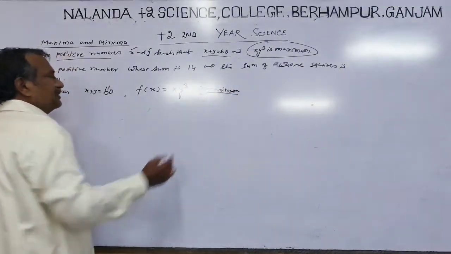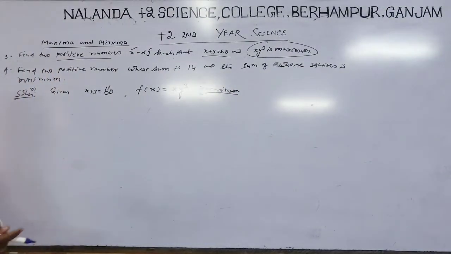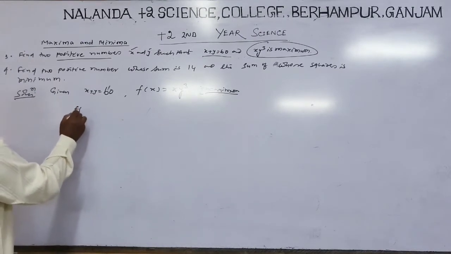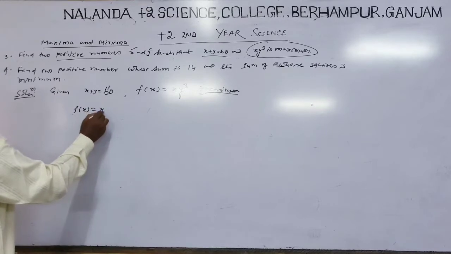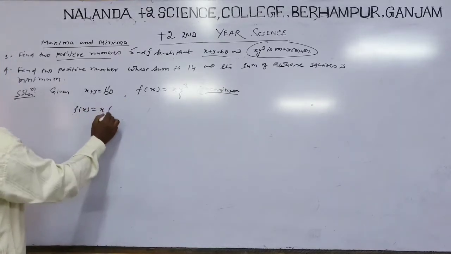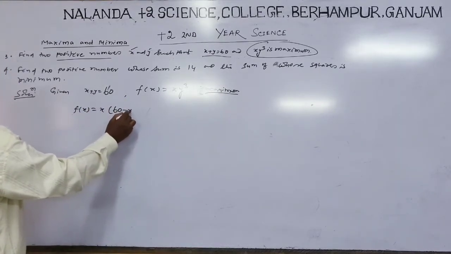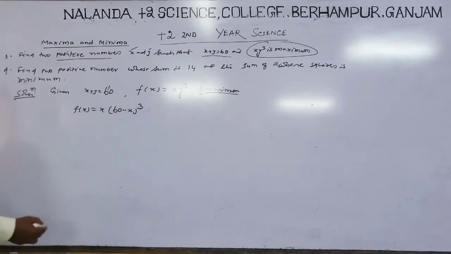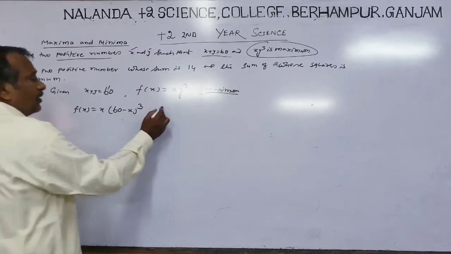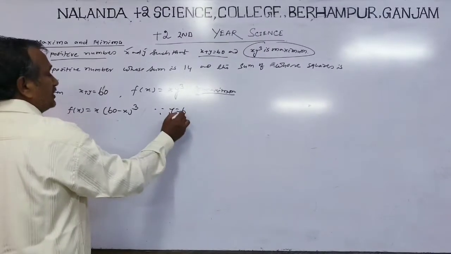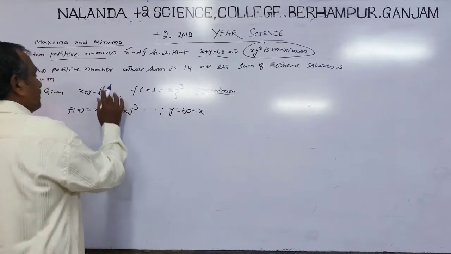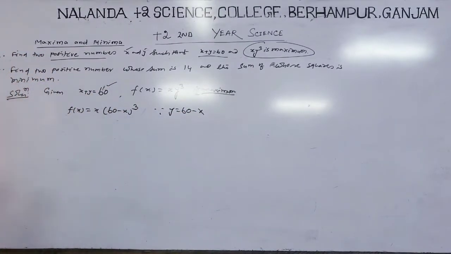Maximum means f dash x is 0. First find f dash x. Or we can write f of x equal to x into y cubed, where y equal to 60 minus x, so f of x equal to x into 60 minus x whole cube. Now what is f dash x?